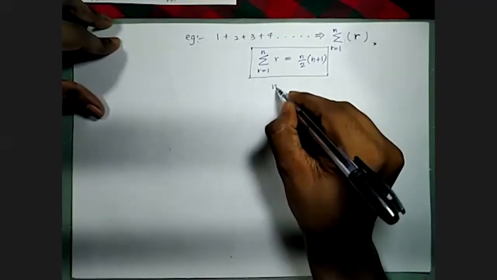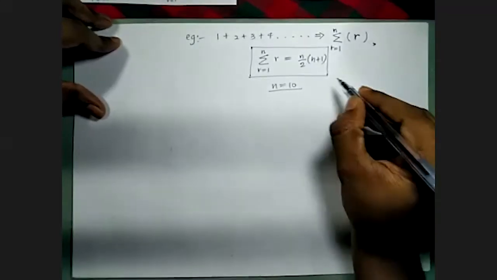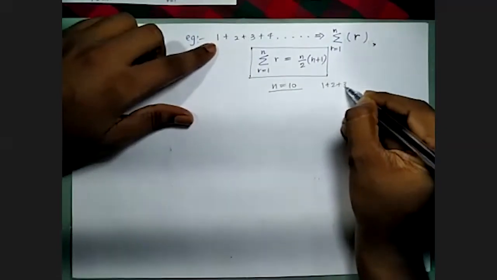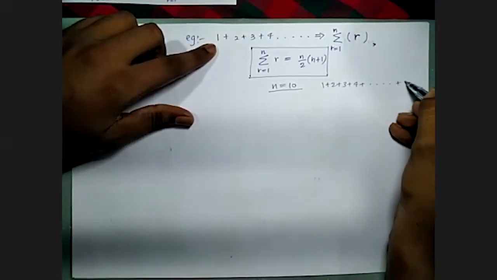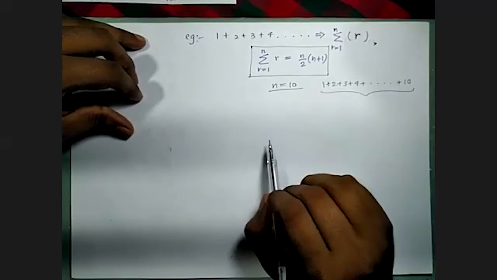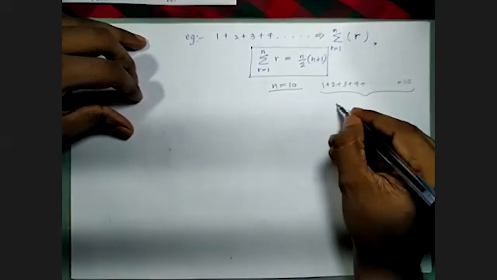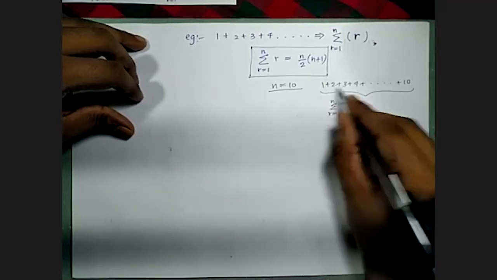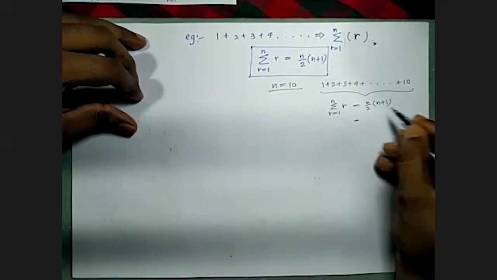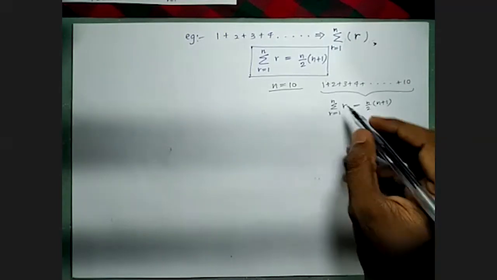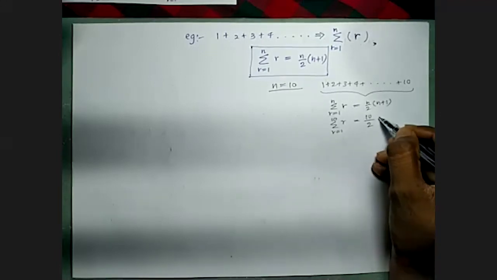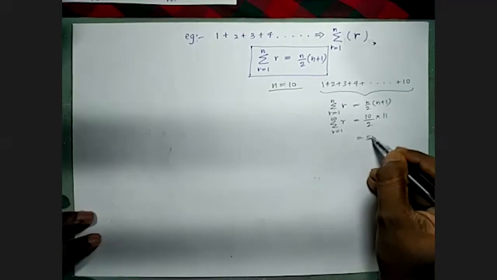Okay, let's say our n is 10. That means we have the first 10 terms of this particular series, that is 1 plus 2 plus 3 plus 4 up to 10. Directly we can obtain this sum from this theorem. We have to use the theorem sigma r equals 1 to n. The general term is r. From the theorem you know that is n by 2 into n plus 1. Now substitute n equals 10. That is 10 over 2 into 11, which is 55.